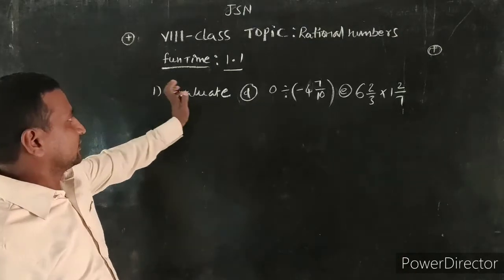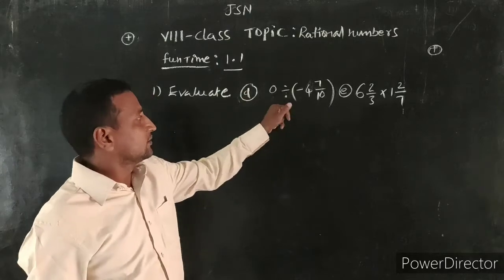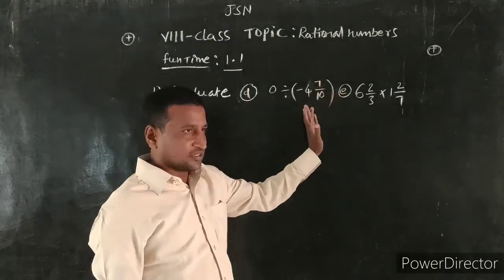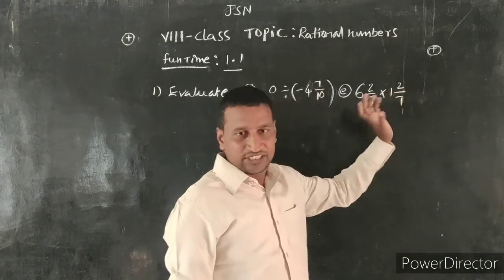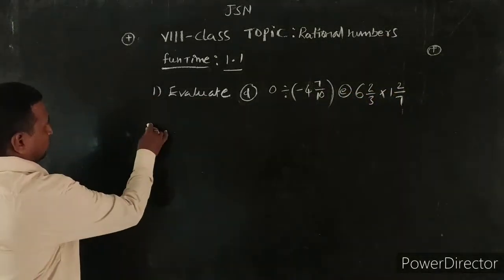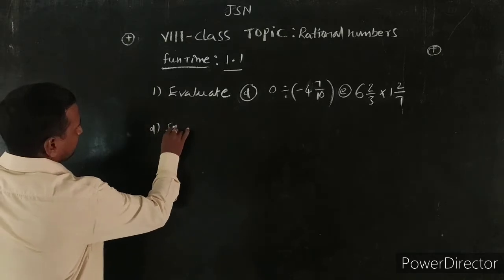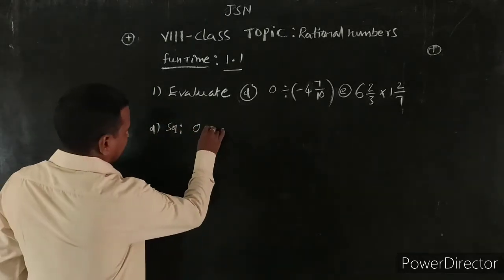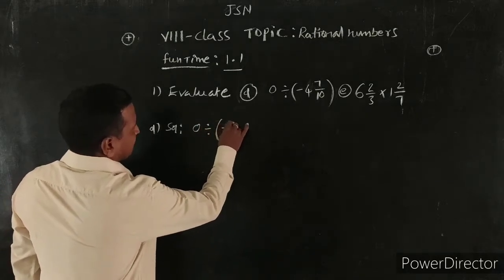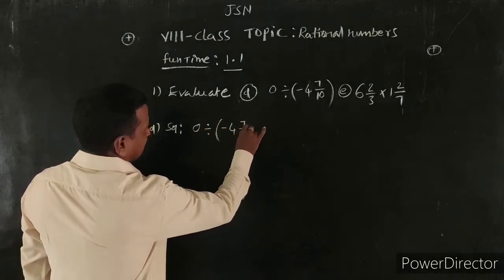Okay, next problem, number D: 0 divided by minus 4 and 7 by 10. Problem number E: 6 and 2 by 3 into 1 and 2 by 7. Okay, D solution: 0 divided by minus 4 and 7 by 10.